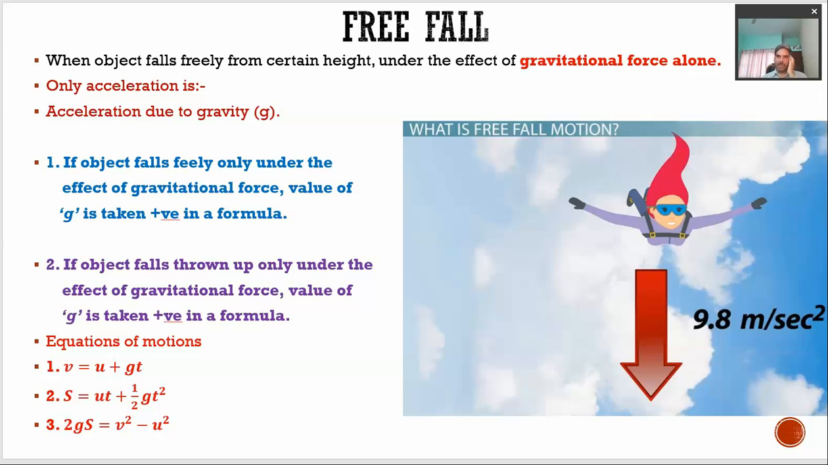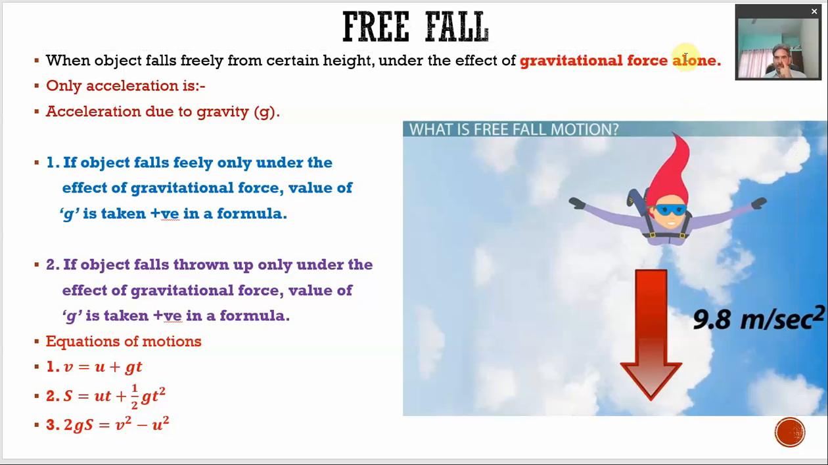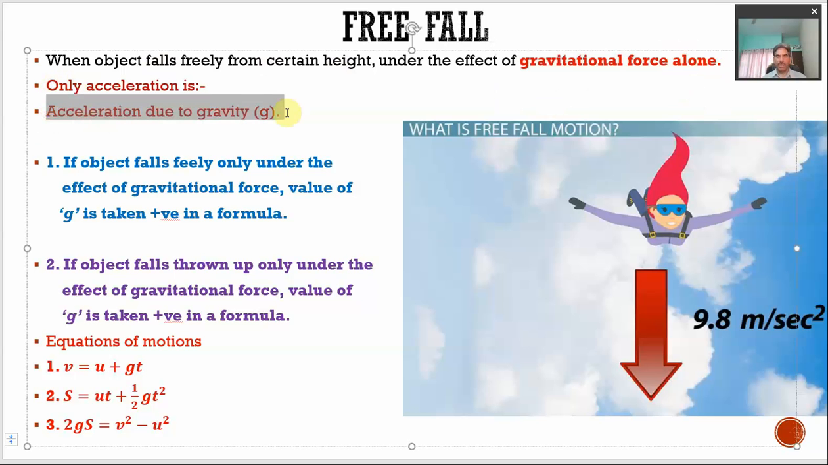Because in free fall, it is only the gravitational force which is acting on the freely falling object, right? So the object is facing acceleration only due to this gravitational force, and we already know the direction of this acceleration: it is along the direction of the force causing that acceleration. So the only acceleration in an object which is falling freely is the acceleration due to gravity, which is again represented by small g.